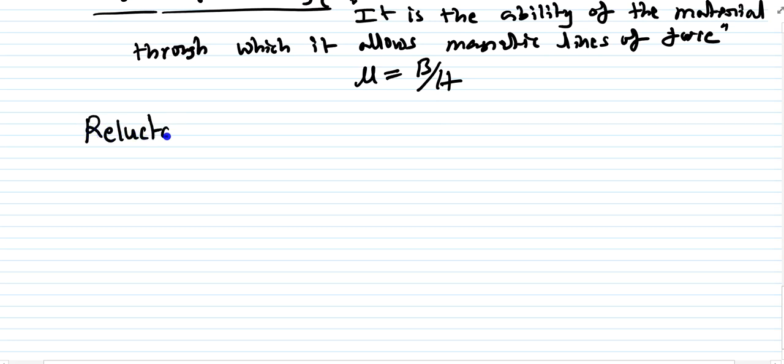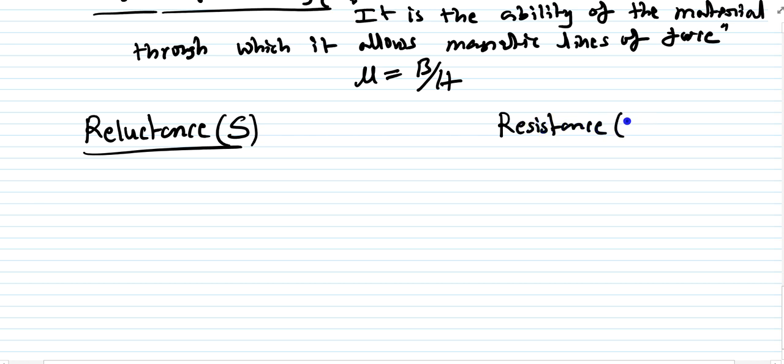Reluctance. What is this reluctance terminology? We'll talk about it here. It is denoted with a capital S. So before talking about reluctance, we'll talk about what resistance is. In electrical terminology, we have already known what this resistance is. So what is this resistor or resistance R we have seen? What is the definition of resistance?